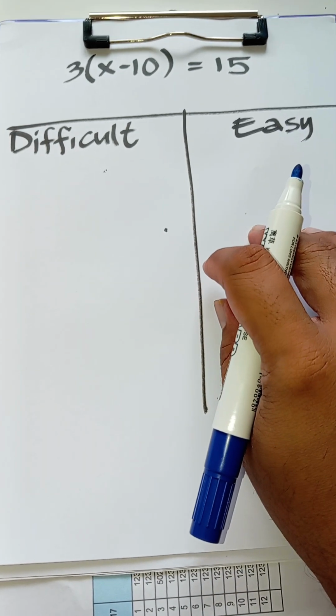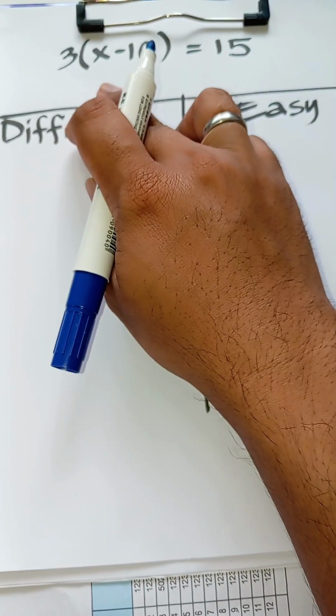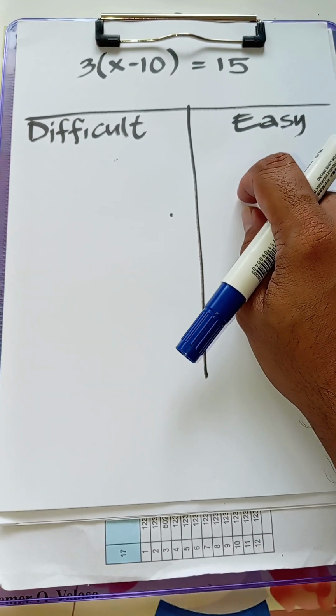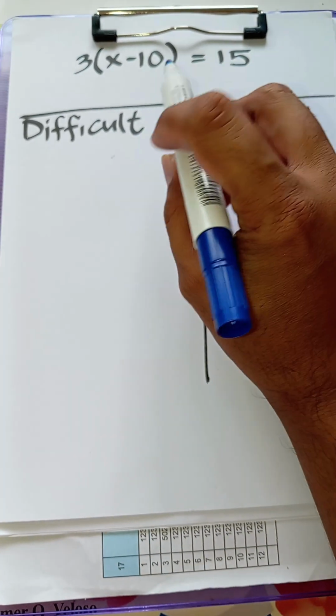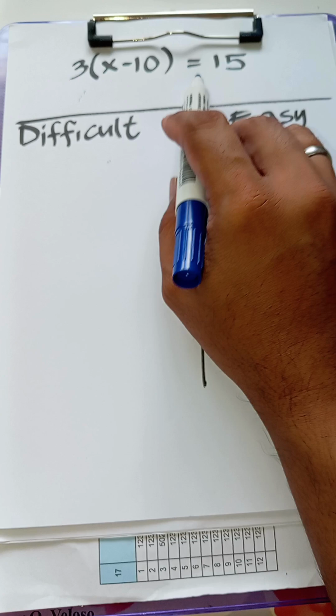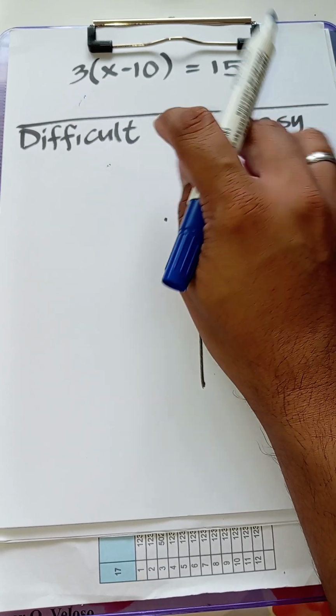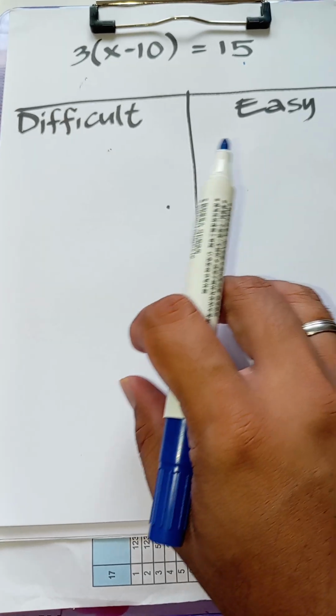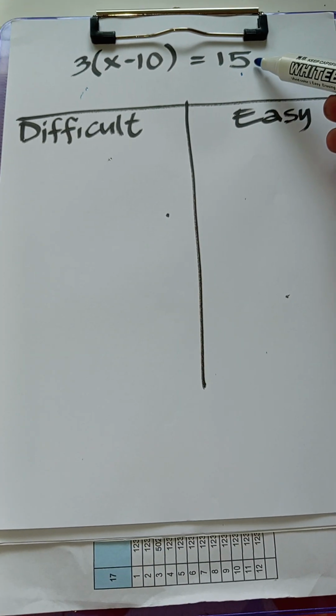Hello everyone. For today's video, we are going to solve for the value of x in this algebraic equation: 3 times the quantity x minus 10 is equal to 15. Now there are two different ways on how to solve for the value of x of this equation.